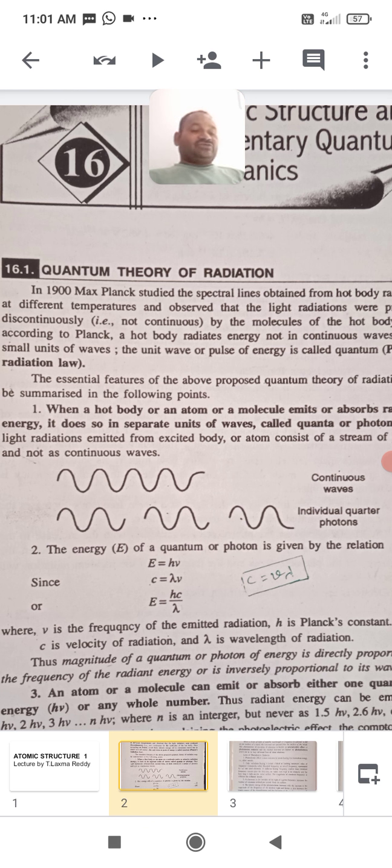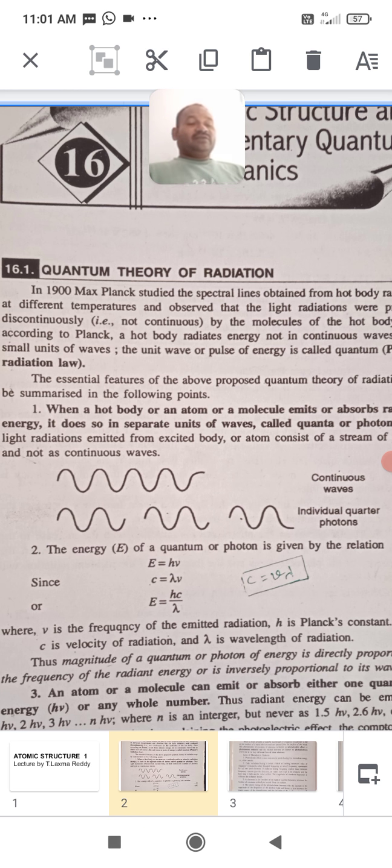Max Planck studied the spectral lines obtained from hot body radiations at different temperatures and observed that the light radiation was produced discontinuously by the molecules of the hot body. Thus, according to Planck, a hot body radiates energy not in continuous waves, but in small units of waves. The unit wave or pulse of energy is called a quantum. That is Planck's radiation theory.